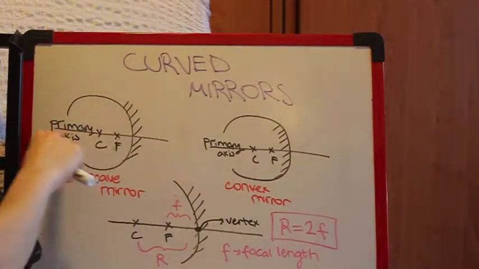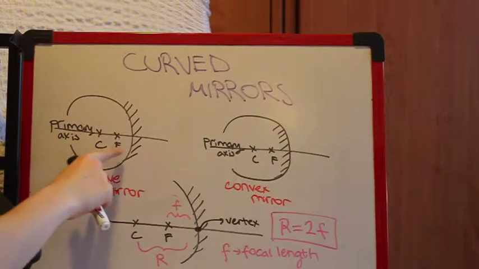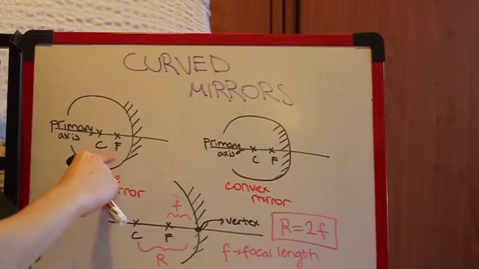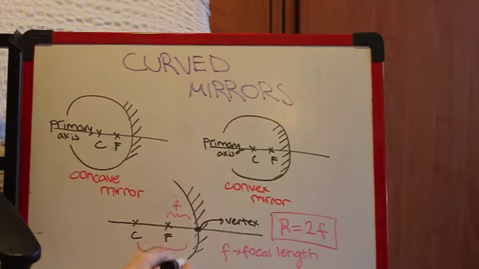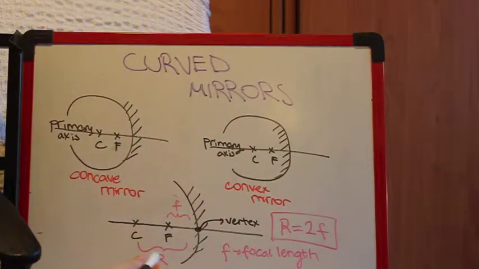This is the primary axis in both of them. This is the center, and this is the focus. In both of them, it's inside the sphere. But when we're representing the mirror, we draw it like this. We don't draw the whole sphere.